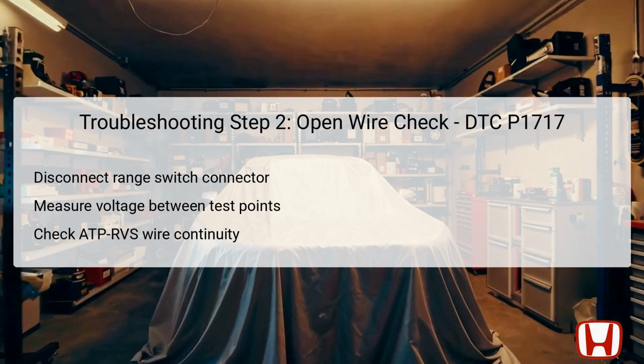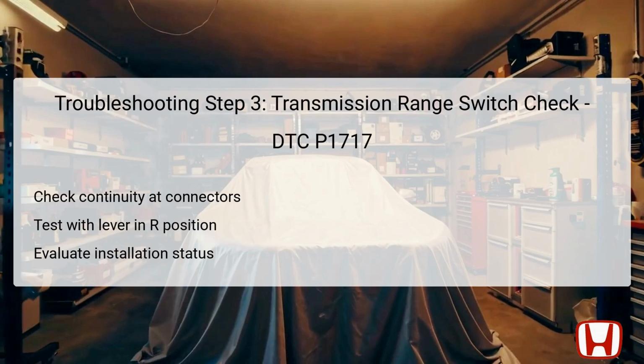However, if no voltage is detected, it points to an open circuit that must be repaired between the switch and the TCM. The final troubleshooting step focuses on checking the transmission range switch itself to assess its functionality correctly. As with previous steps, ensure the vehicle is in off lock mode before proceeding. Disconnect the transmission range switch 10P connector to allow for direct testing.